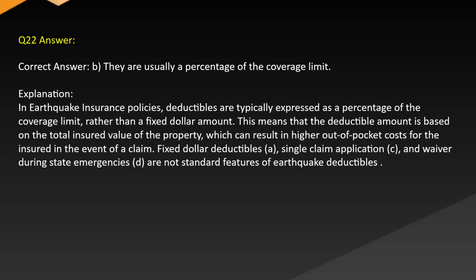In earthquake insurance policies, deductibles are typically expressed as a percentage of the coverage limit rather than a fixed dollar amount. This means that the deductible amount is based on the total insured value of the property, which can result in higher out-of-pocket costs for the insured in the event of a claim. A. Fixed dollar deductibles. B. Single claim application. C. And waiver during state emergencies. D. Are not standard features of earthquake deductibles.